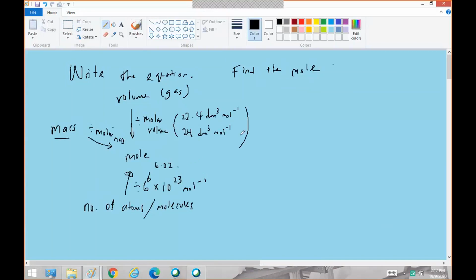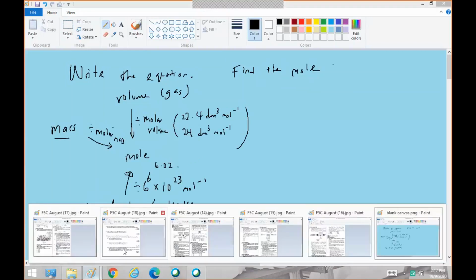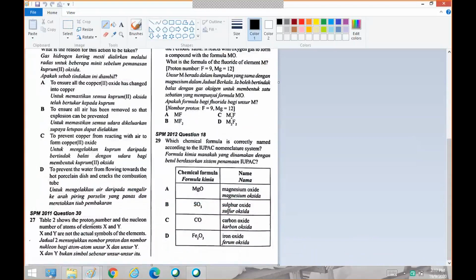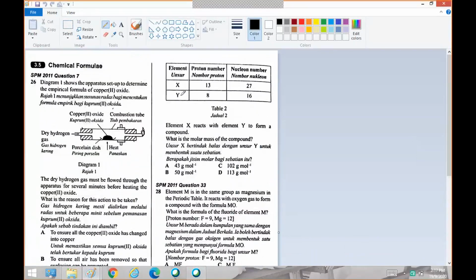So with this knowledge, let's try to answer as many questions as we can. But this question, number 14 here, has nothing to do with any of that. So you see here, table 2 shows the proton number and the nucleon number of atoms of elements X and Y. X and Y are not the actual symbols of the elements. Okay. So given that X is here and Y is here, you got the proton number 13. So from here, you know the electron arrangement of X is 2, 8, 3. Y has 8 protons.